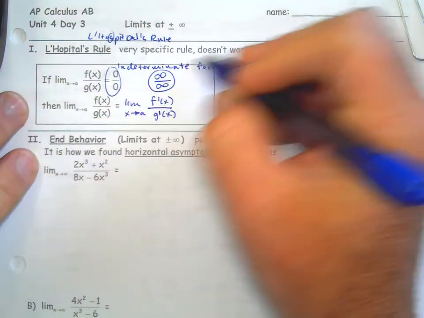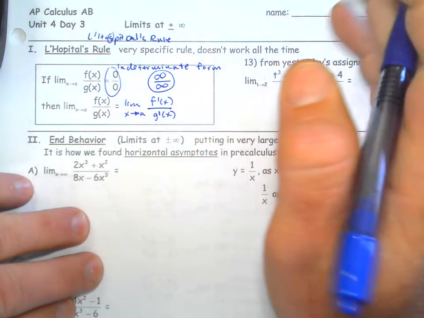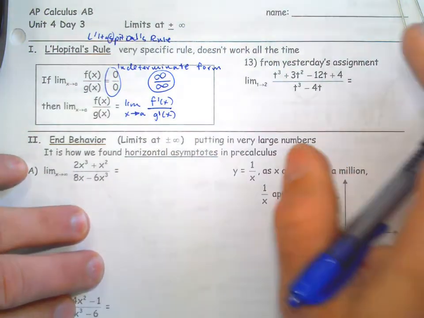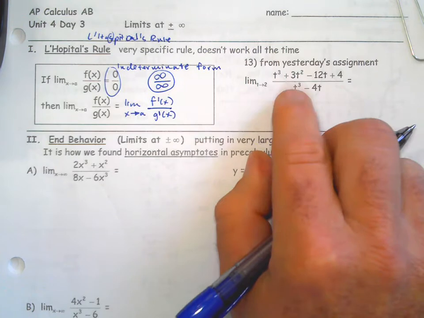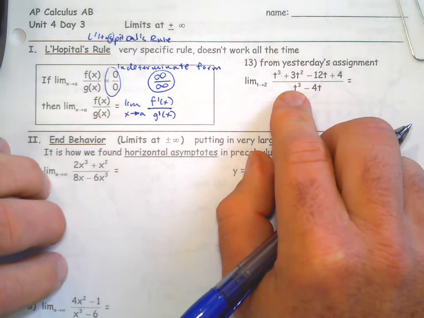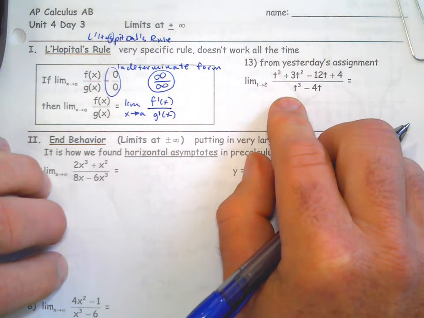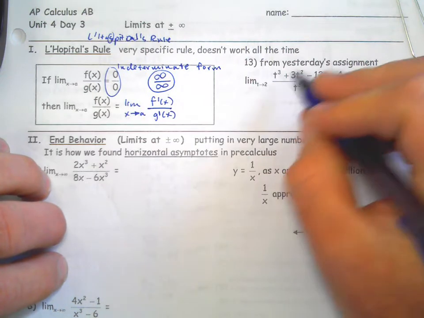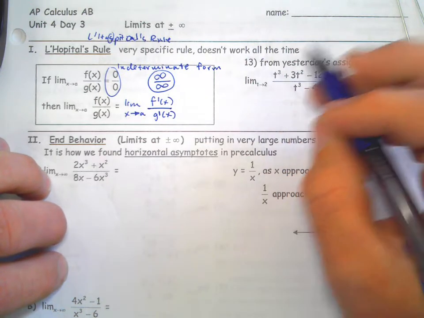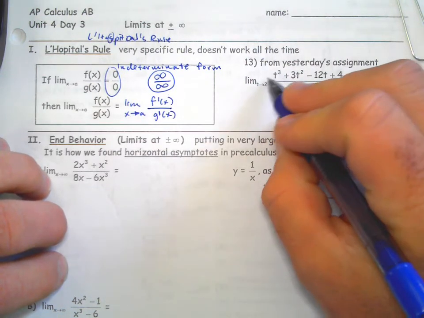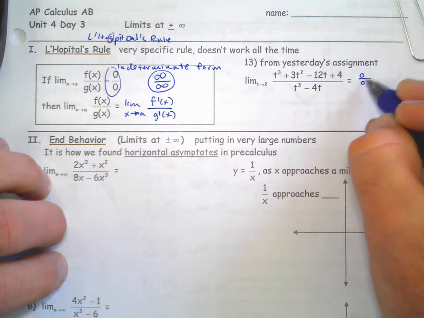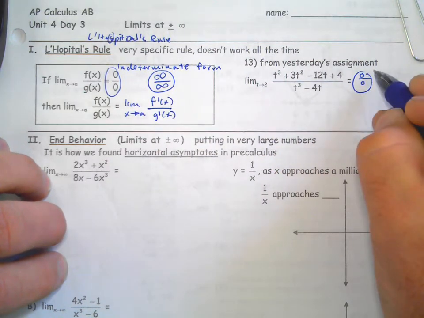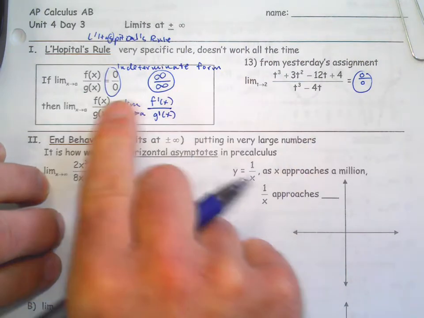Now, I'm not going to talk about how this rule works, why it works. In Calc BC, I go a little more in depth into it. But here's a problem from last night's homework that we did, and we had to factor the hole out. We had to do synthetic division, so if you plug 2 in, you get 0 over 0, which is what we got on the homework. And this is your permission to use this rule.